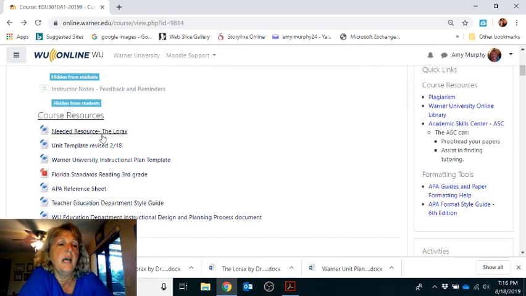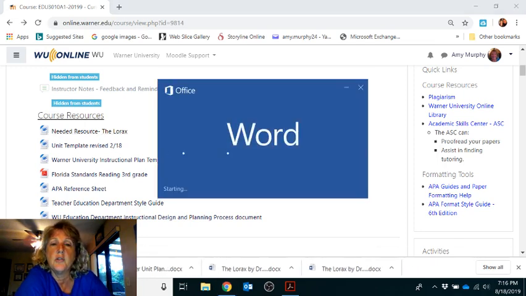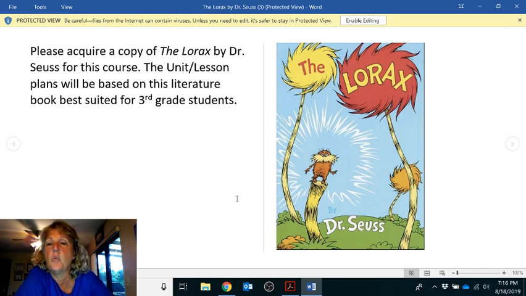Next, we need to look at the needed resources. For this course, we're going to use the literature book, The Lorax by Dr. Seuss. This is a wonderful book that clearly teaches many standards in reading. You can also teach writing, science, and social studies through the use of this book.